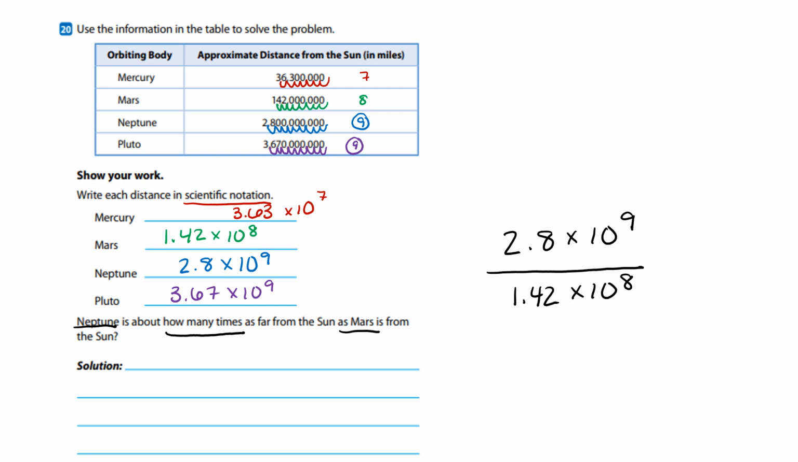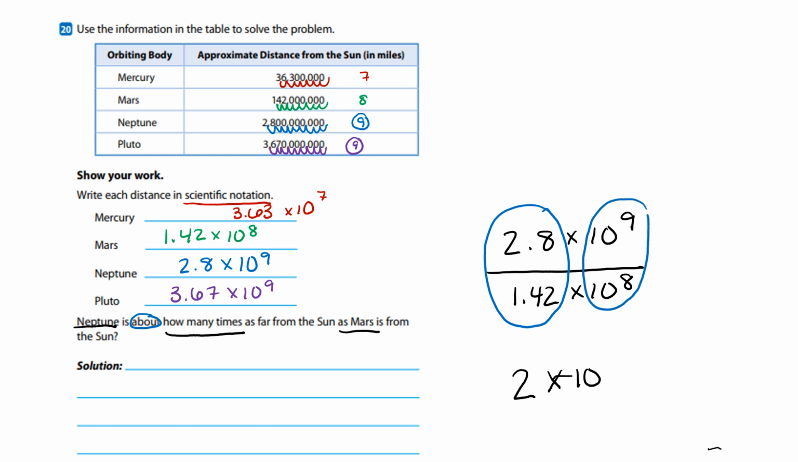So if we were to divide our numbers, 2.8 divided by 1.42, you end up with a big long decimal, but because we do have the word about, which means to estimate, we're going to approximate, our answer is about 2. Now, when we are dividing, we know that we subtract our exponents. And so if we subtract 9 minus 8, we get 1.